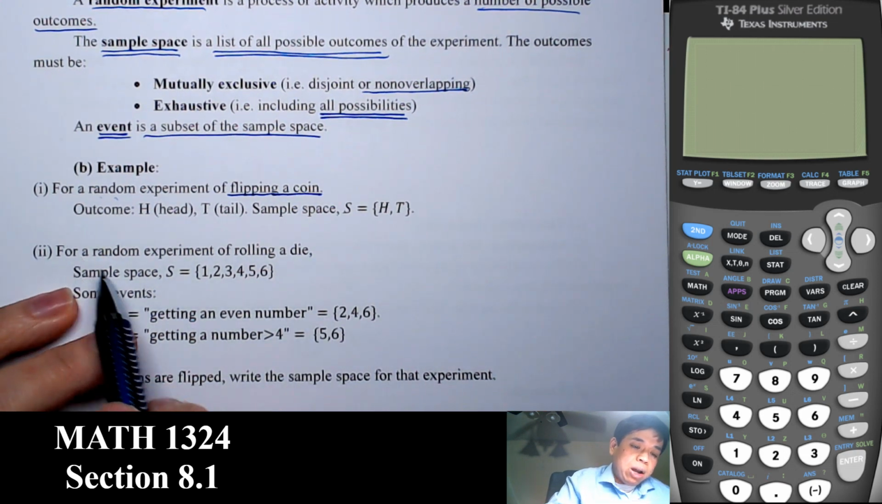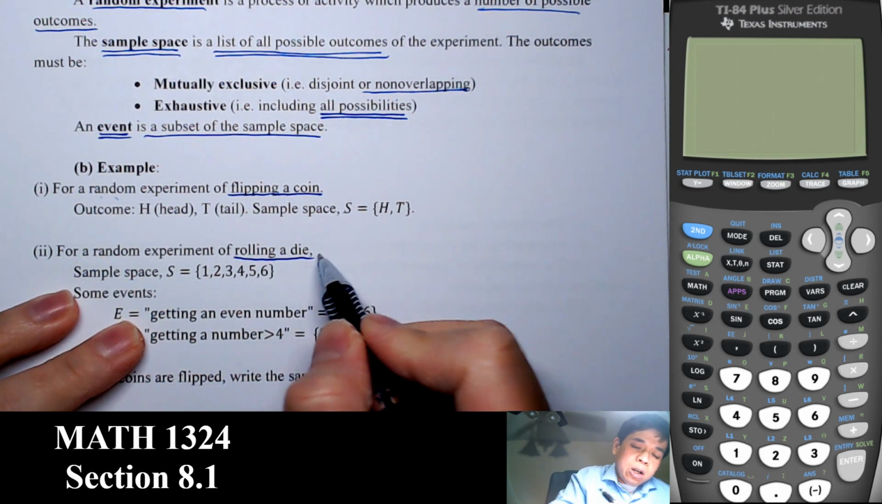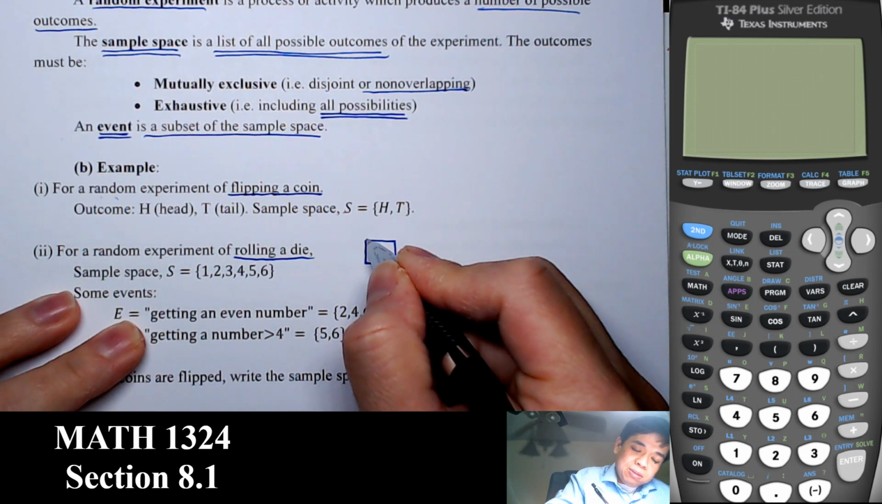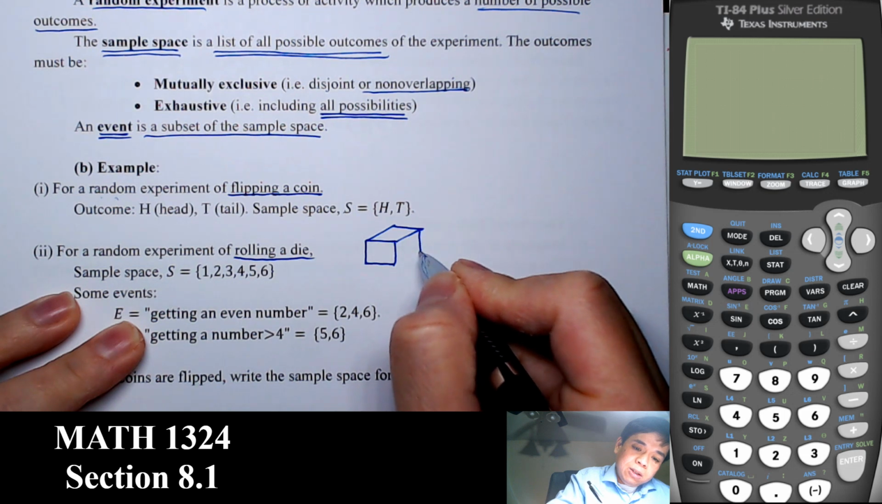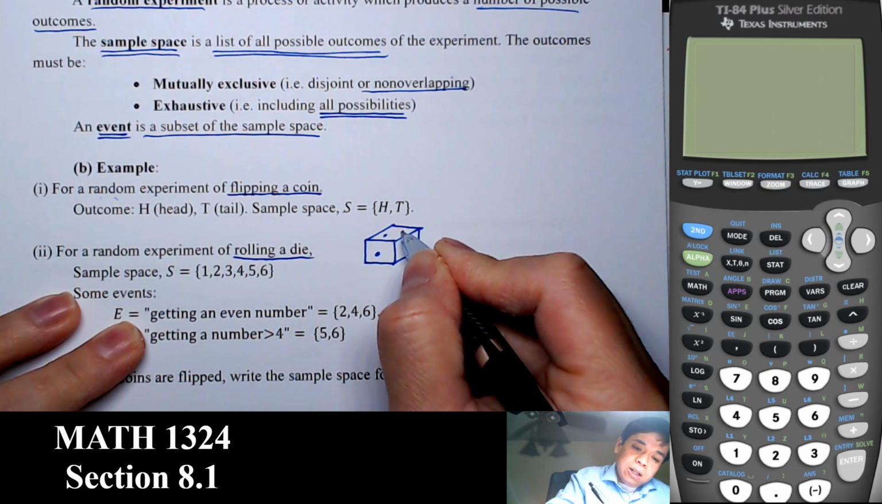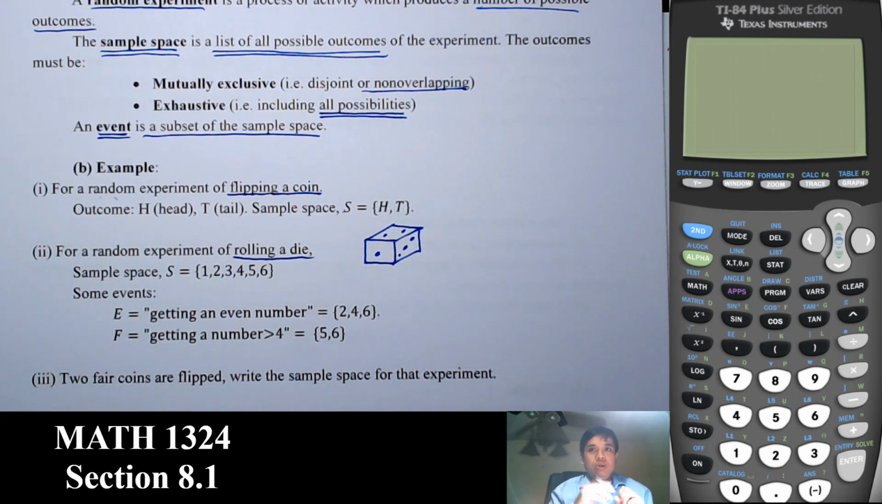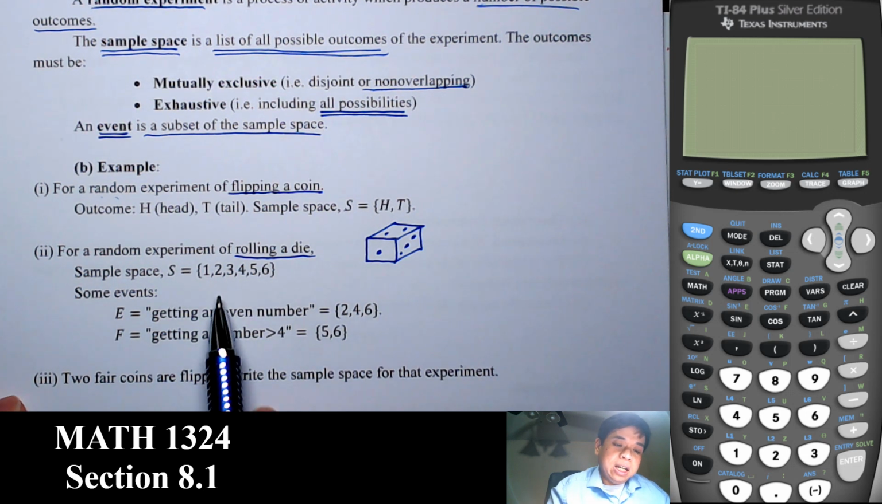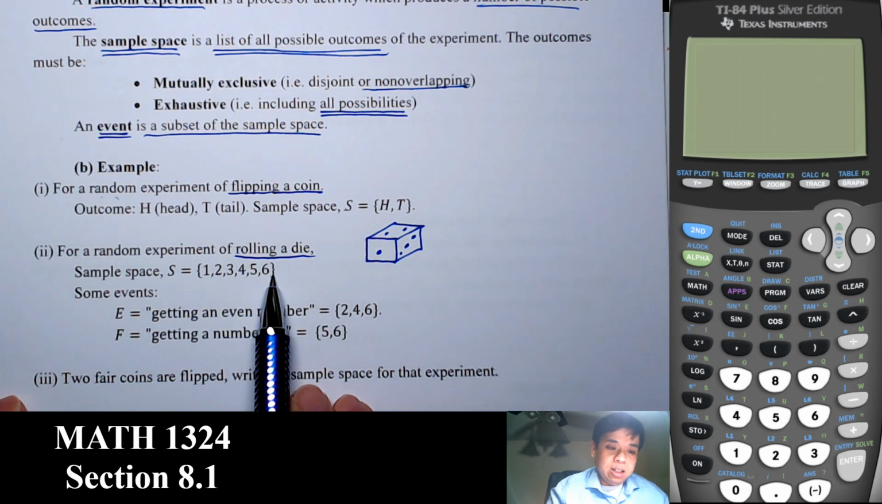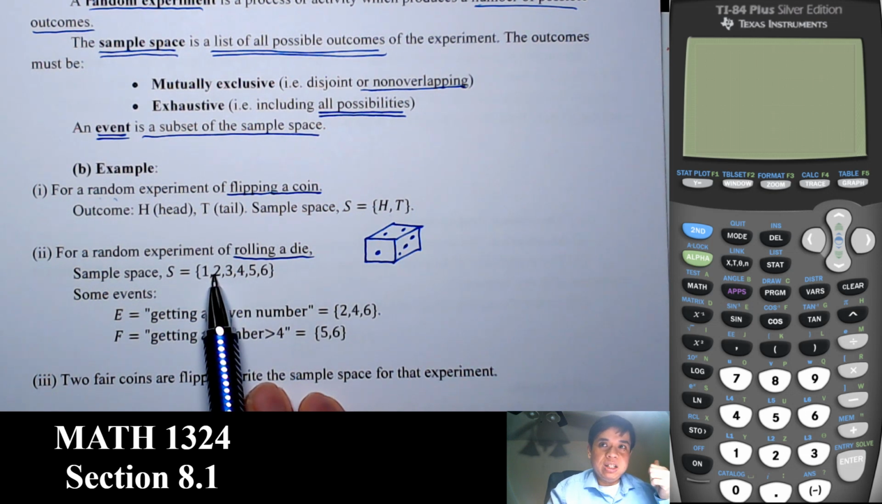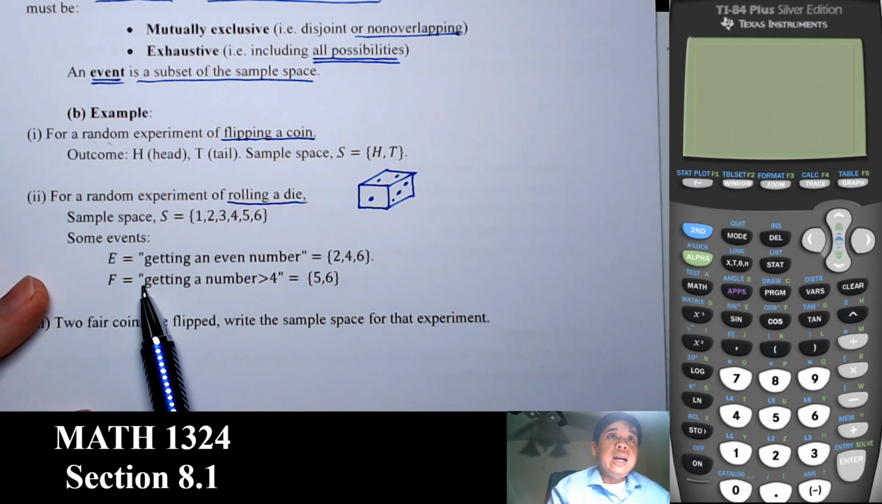Next, a random experiment rolling a die. A die has 6 faces, each with a number of dots. So we have 1 to 6 dots, and we're rolling. The sample space will be either 1, 2, 3, 4, 5, or 6. So we have one of those 6. That's why we list every possible outcome of getting a 1, 2, 3, 4, 5, or 6 in the sample space.